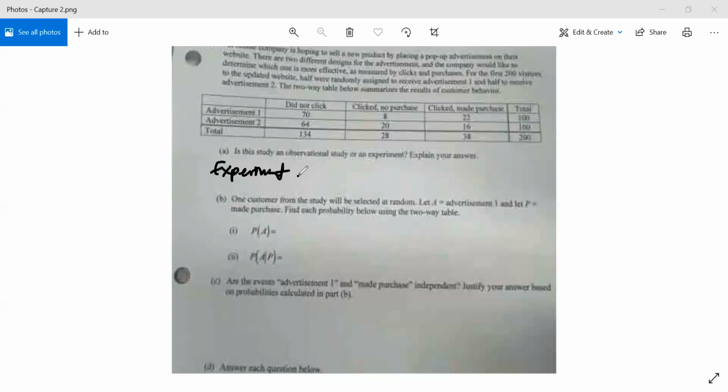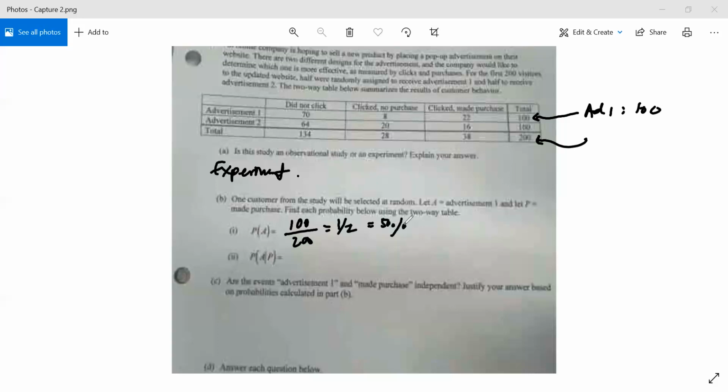And then for part B, to find the probability of A, that's advertisement 1, I look at the total here. This will be the advertisement 1 total, which is 100, divided by the general total, which is 200. That's this number right here. And that will be 1/2, which is 50%.